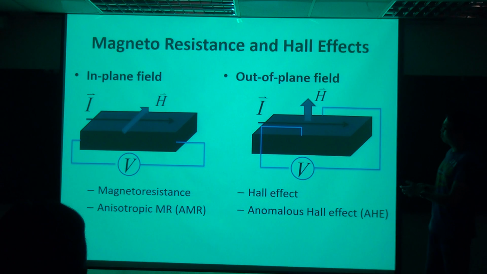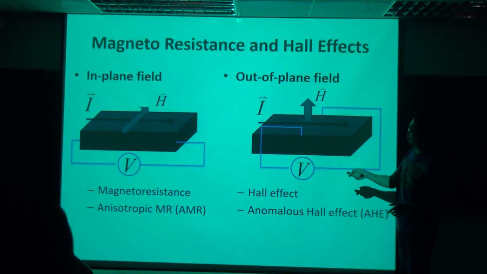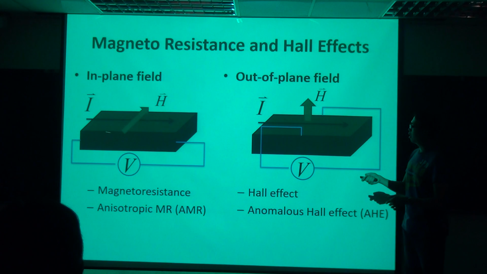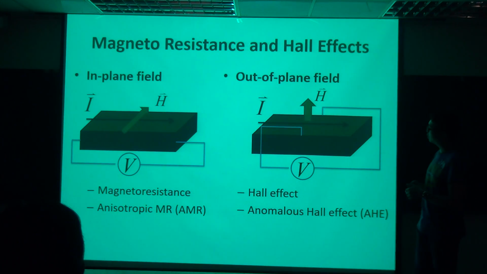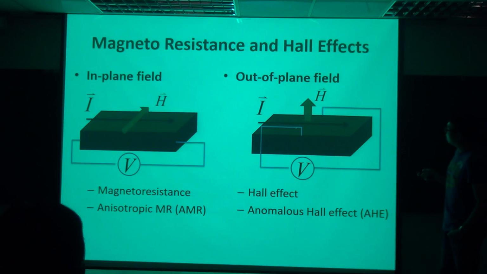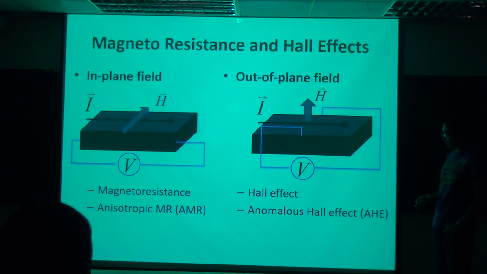For magnetoresistance, we just apply an in-plane field or out-of-plane field, and then we measure the longitudinal resistance. For instance, in this case, if we apply an in-plane field and change the direction, we will see an angular dependence of this resistance, and we call that anisotropic magnetoresistance, or AMR for short. And for an out-of-plane field, you can apply it and then measure the transverse voltage or transverse resistivity. Then this is what we call the Hall effect.